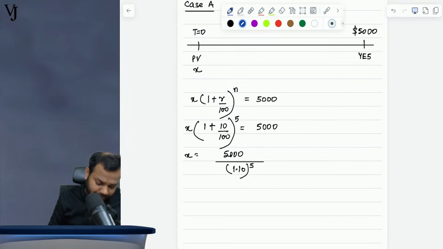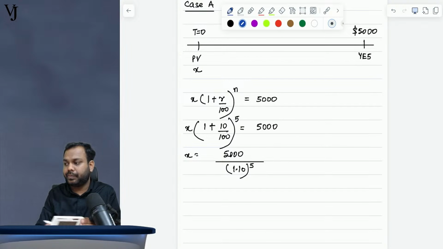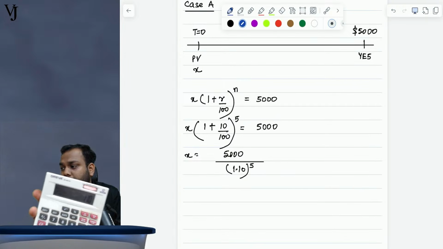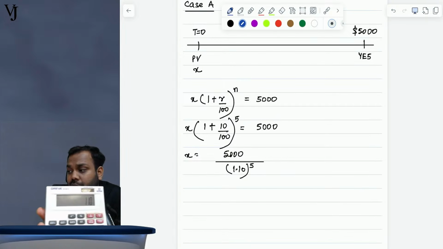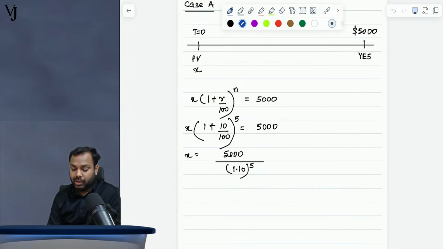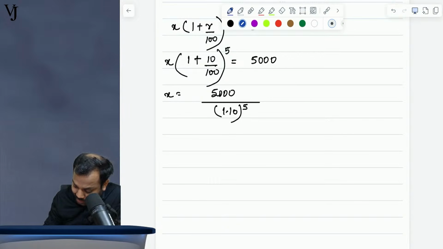So all of you, please take your calculator. In the calculator, write 1.10. Can you see 1.10 in the calculator? Okay. Now, in the calculator trick, I'm writing here, calculator trick.